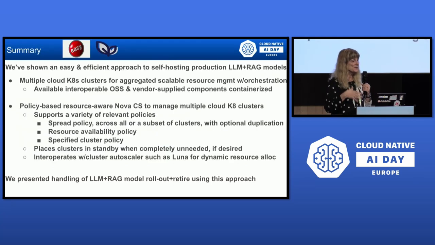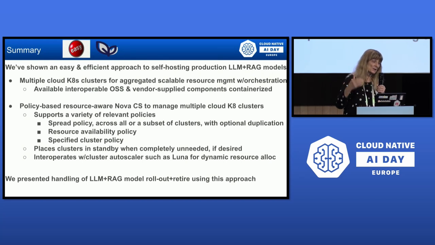So basically, we've shown you an easy and efficient approach to self-hosting production LLM RAG models that combines multiple cloud Kubernetes clusters for their aggregated scalable resource management, and a policy-based resource-aware cluster scheduler, that is Nova, to manage multiple cloud Kubernetes clusters. Nova supports a variety of different policies that provide the functionality you need to get this done. It can optionally place clusters in standby if they're lightly used and you're interested in that. And it can interoperate with the cluster autoscaler if you're interested in that. And so we presented LLM plus RAG model rollout and retire using this approach.